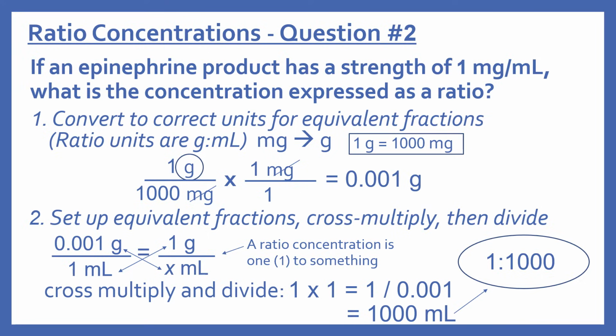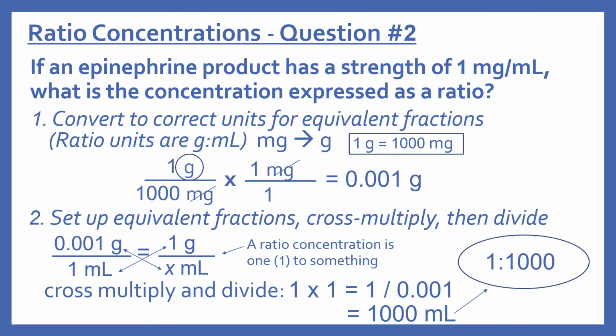So now we'll set up our equivalent fractions, cross multiply, and then divide. So our first equivalent fraction would be 0.01 grams per 1 milliliter. That's what we took from our ratio. Remember, it's grams per milliliter, so that's our ratio. And we'll set that equal to 1 gram per X milliliters. This one's a little different. We know that a ratio concentration is 1 to something.